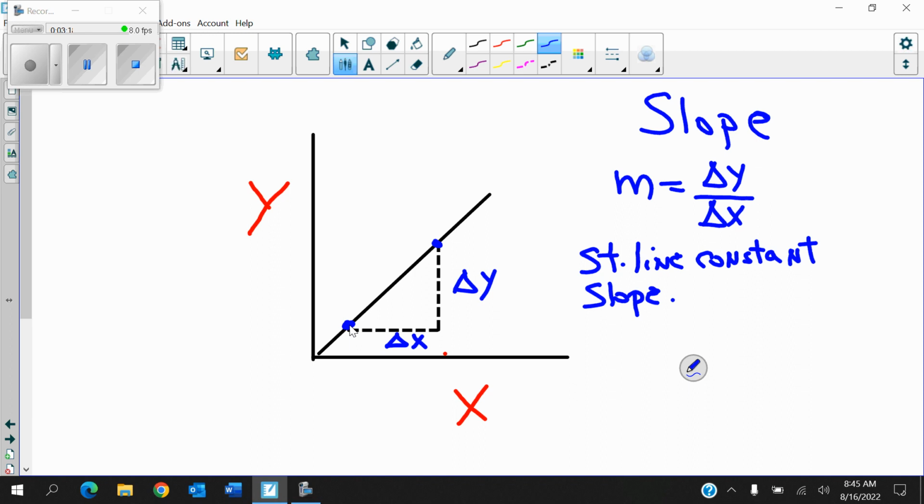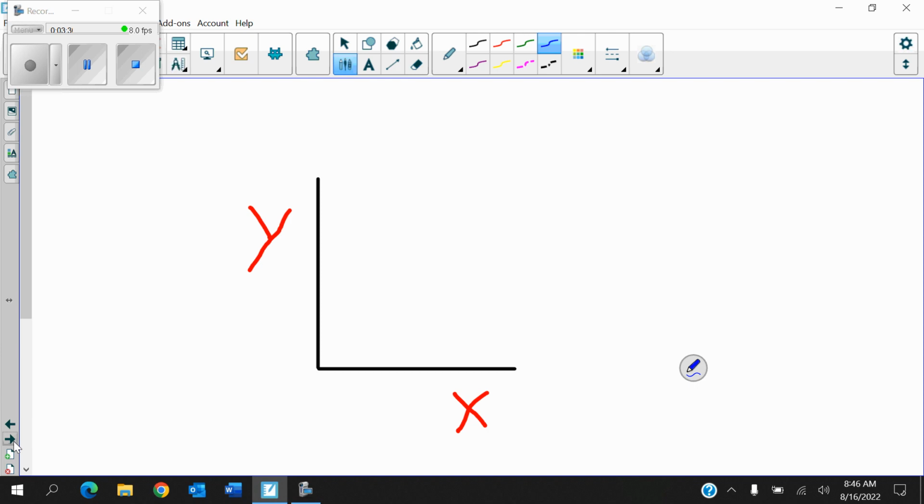So, what if we don't have a straight line? Of course, slopes can also be negative, right? They could also be negative slopes, but I'm not going to show that now. But you got the idea. Not a straight line.